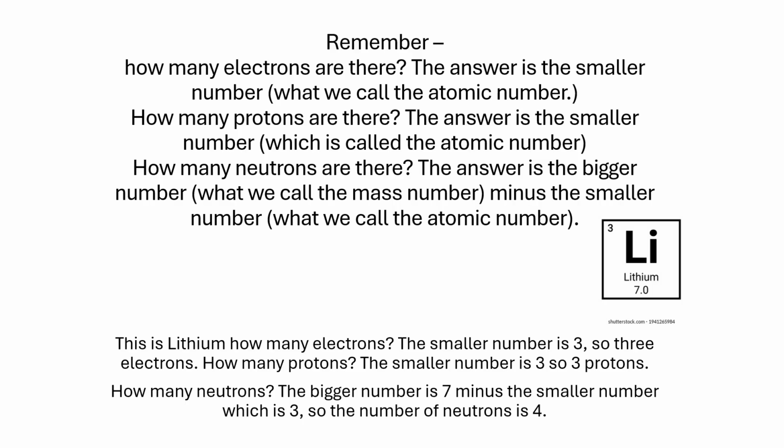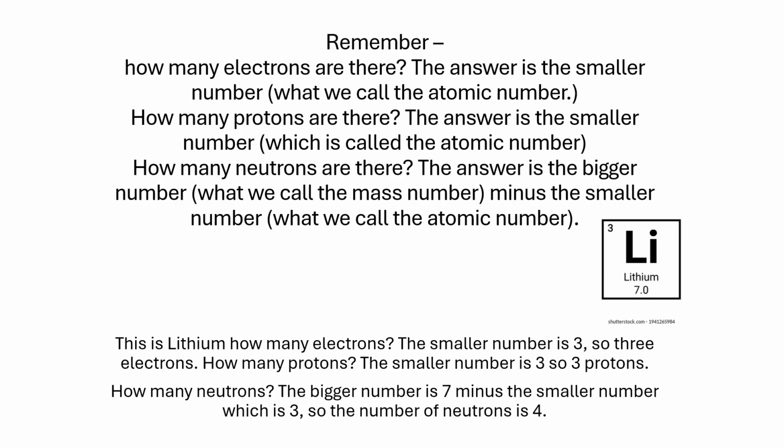If we want to know how many electrons there are, the answer, the number, is the smaller number in the periodic table. It's what we call the atomic number, if you want to remember that, but it's the smaller number. How many electrons are there? Look on the periodic table, find the element, and it's the smaller number that gives you that answer. So the electrons, smaller number.